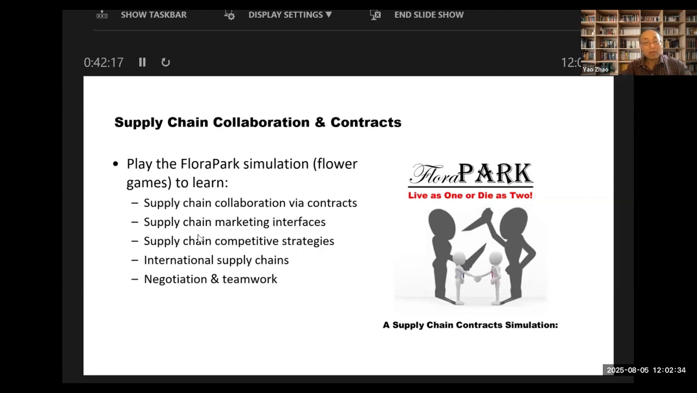But it also covers, it's a total business game. It also covers the interface between supply chain and marketing, so you have to plan them jointly. Supply chain competitive strategies. How do we compete with the other supply chain? And also international supply chains, because the fresh flower business is international. And also you will cover negotiation and teamwork. Negotiation actually is a very important component in supply chain management, which is missing from all the other modules, but it's covered here. And the game is the floor park simulation, and it's going to last about 6 hours because we designed this game actually for executive programs.